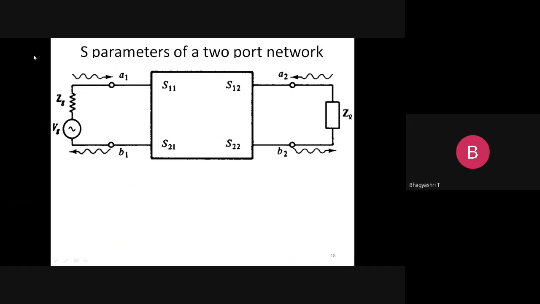This is your diagram. Similarly, this is a black box with S11, S12, S21, S22. This is your input impedance and this is the output impedance. Both are the same, Zg and Zg, because we want maximum power transfer, and from the maximum power transfer theorem we already know that input impedance is equal to output impedance. So this is my B1, A1, A2 input, and this is my B2.